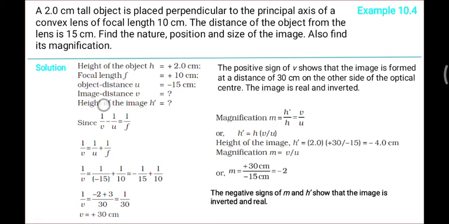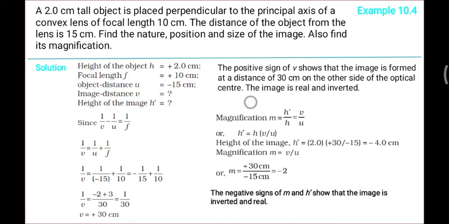Okay, so the object distance is u, which is minus 15. Why? Object distance is always negative, as I said to you. Close your eyes and take the object distance u as minus only.